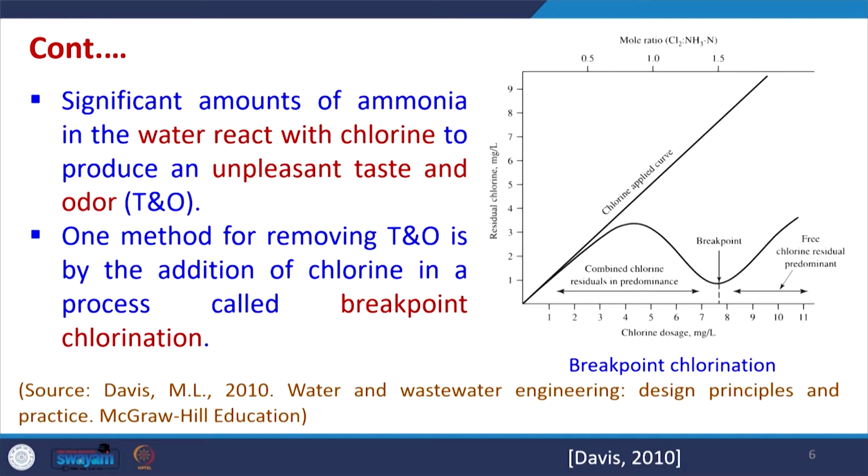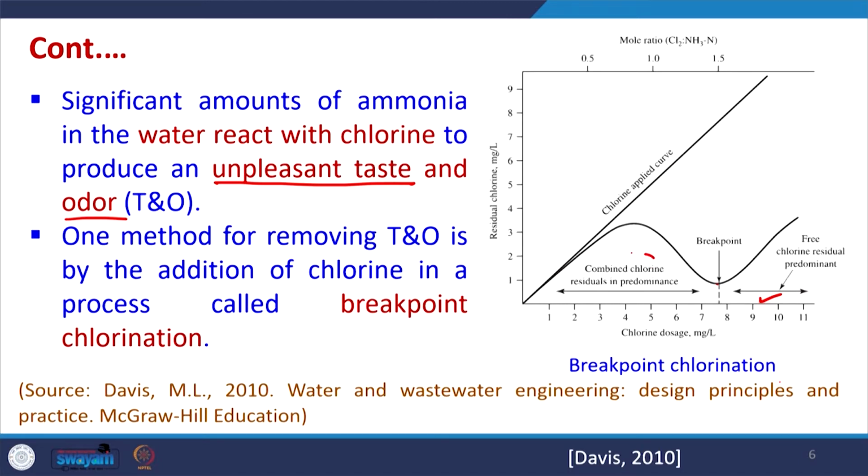A significant amount of ammonia in the water, if present, will react with the chlorine to produce an unpleasant taste or odor. So if ammonia or any nitrogenous compounds are present, they may react with the chlorine and form compounds which have unpleasant taste as well as odor. The method for removing this taste and odor is to add more chlorine so that a break point is reached. After this break point, the concentration of these compounds becomes less and we have more free chlorine, which is predominant.